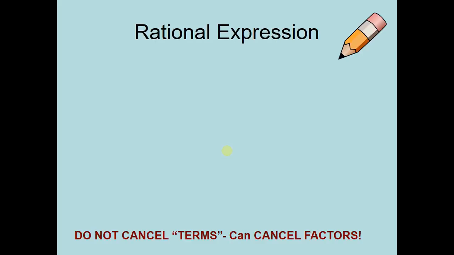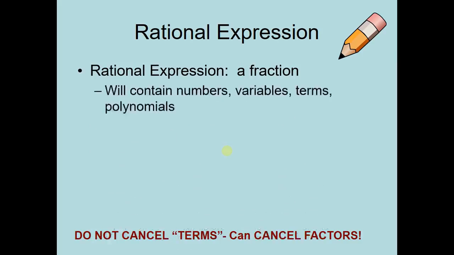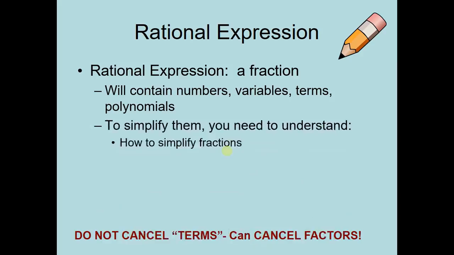So, rational expressions, basically what are they? What are we going to be looking at this time? So a rational expression is basically a fraction with polynomials in them. So normally you're going to contain some numbers, some variables, terms, polynomials. Ultimately, what are we going to do today? You need to be able to simplify them.